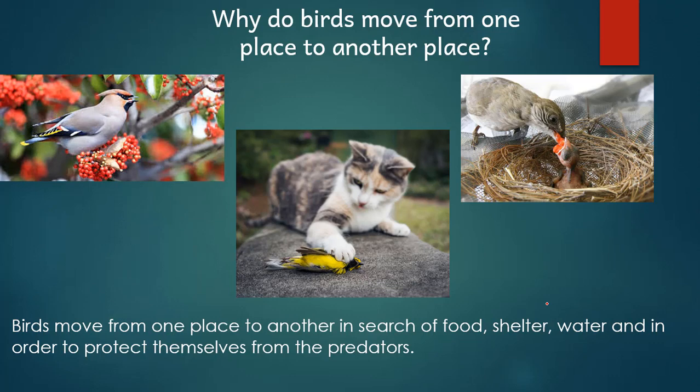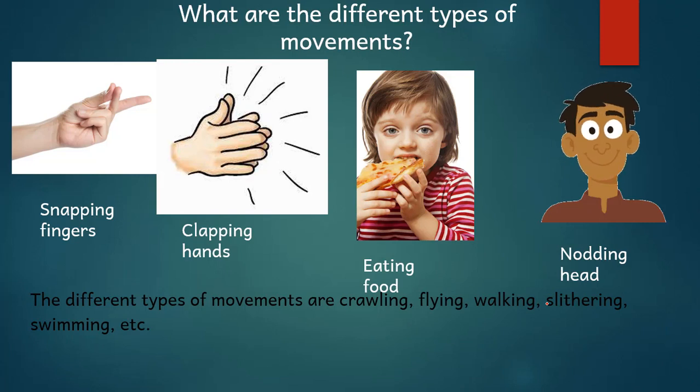When you snap your fingers, you do not move from one place to another. When you roll your head around, your head does not move from one place to another. Such kind of movement in which there is no change in the position is said to be movement, like snapping fingers, clapping hands, eating food, nodding head, etc. In all these activities there is some kind of movement seen, but at the same time there is no change in the position, right? Such kind of movements are said to be movement.